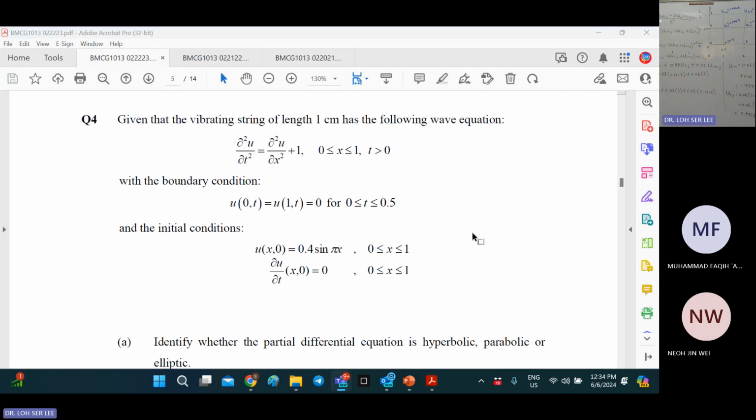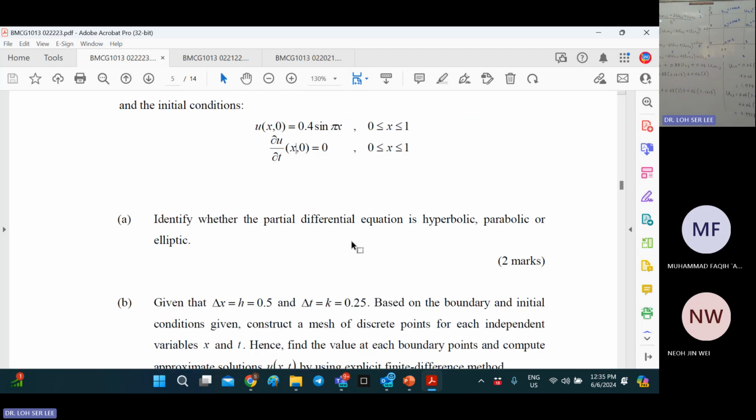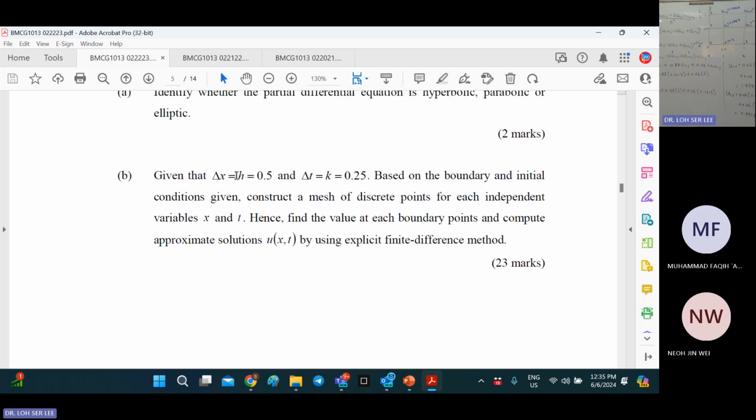Okay, this is the question from last year. You see this one is the wave equation. We will look at solving the wave equation next week, but the steps are almost similar. It just has an extra initial velocity. You are given the PDE, and boundary and initial conditions identified. Decide whether the differential equation is hyperbolic, parabolic, or elliptic. Then, given h and k, based on the boundary and initial conditions, construct a mesh of discrete points.